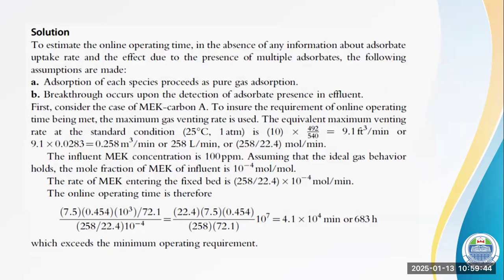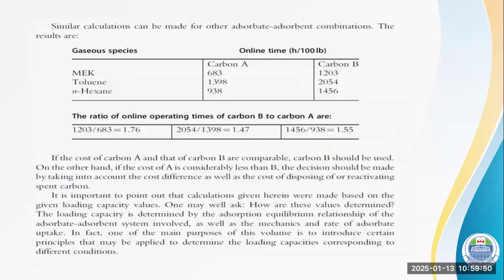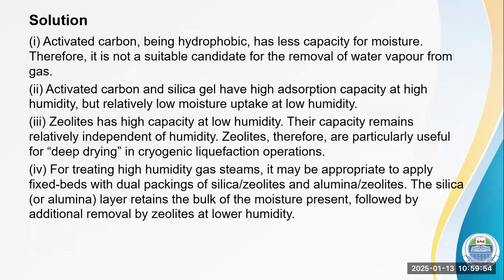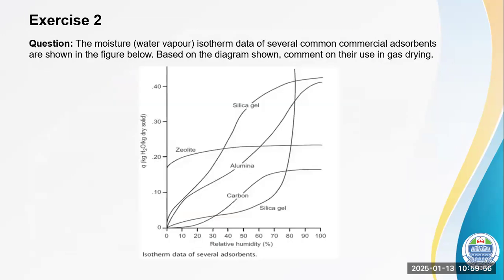Okay, based on the prevailing operating conditions that are stated in the question, so please look up this. I think we discussed this as well. So please look up this exercise and be able to differentiate based on the profile: zeolite, silica gel, alumina, carbon.